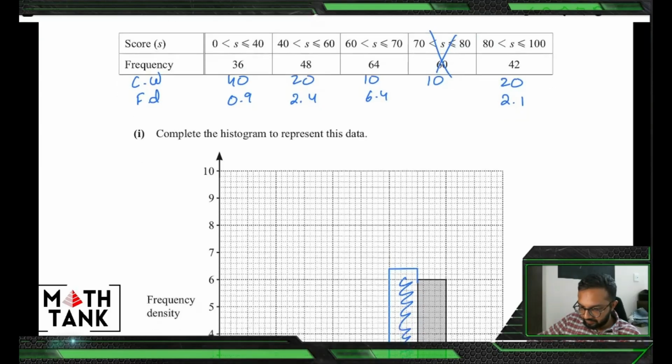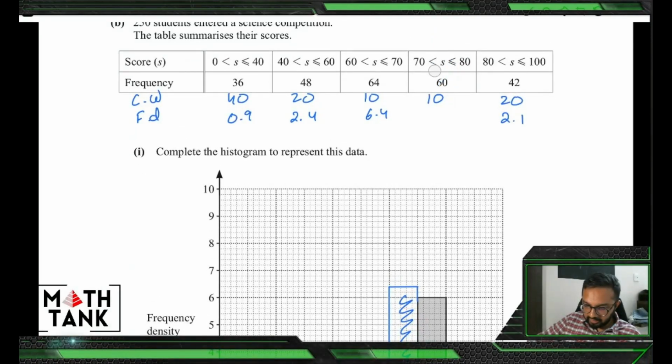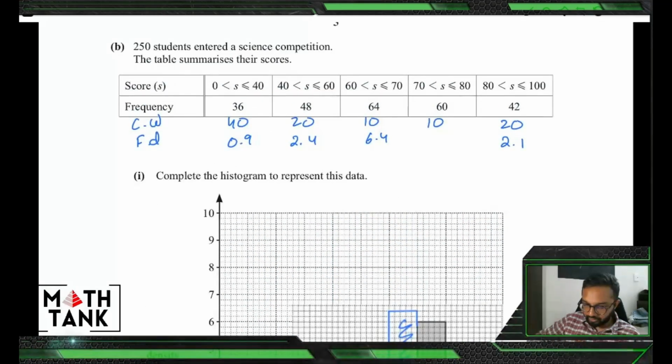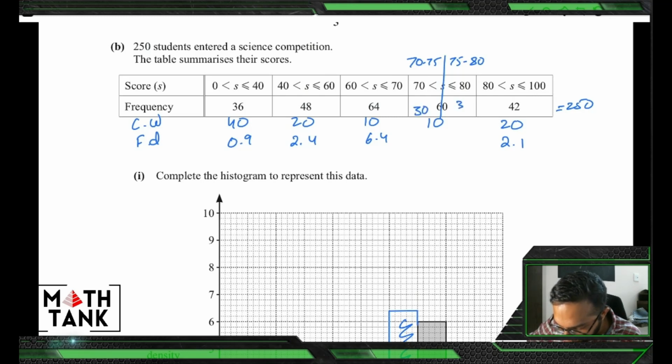So 75 or more. You see, my class doesn't have any 75, it just has between 70 and 80, so I'll have to be a bit careful about this. It says find an estimate for the percentage of the 250 students. There were a total of 250 students. Okay, so can I say that this class could be divided into half? Let's say this class would become 70 to 75 and this would become 75 to 80. 5 people would be here, 30 people would be here and 30 people would be here.